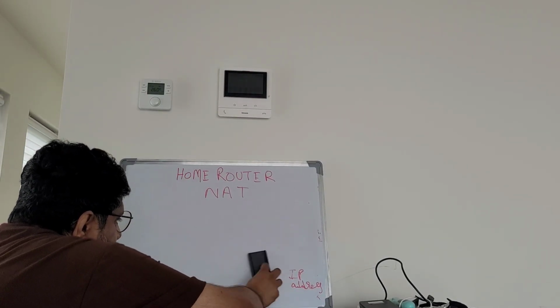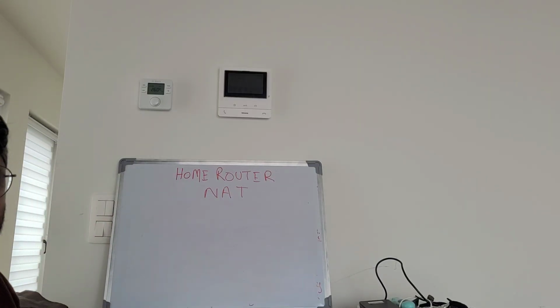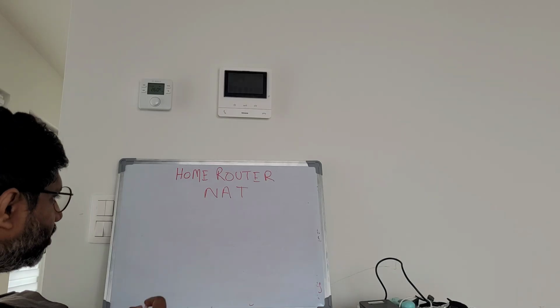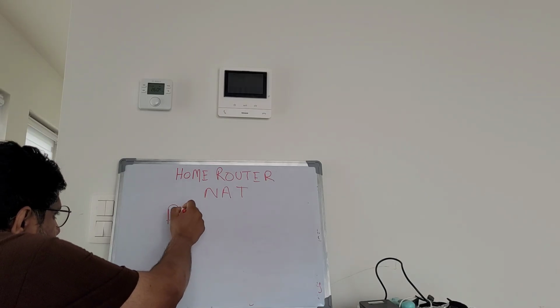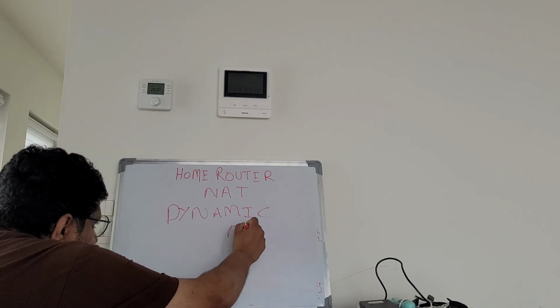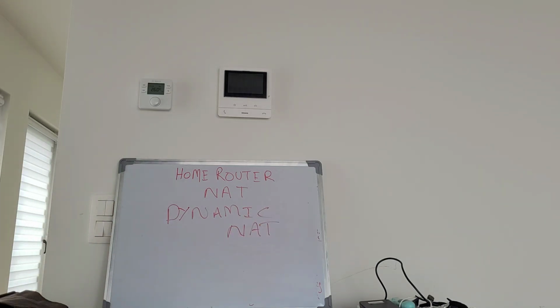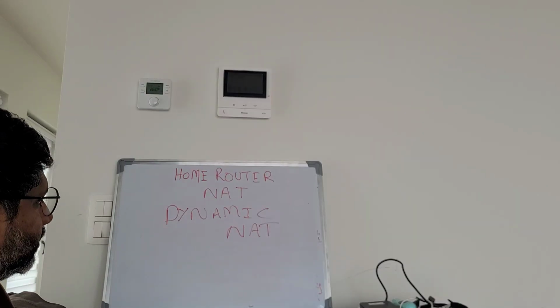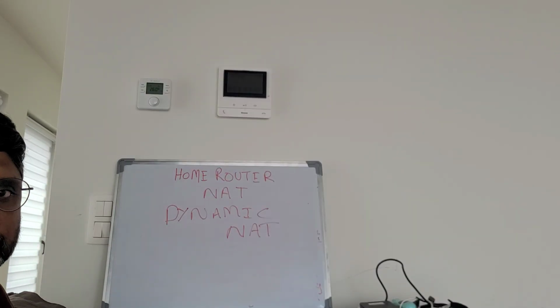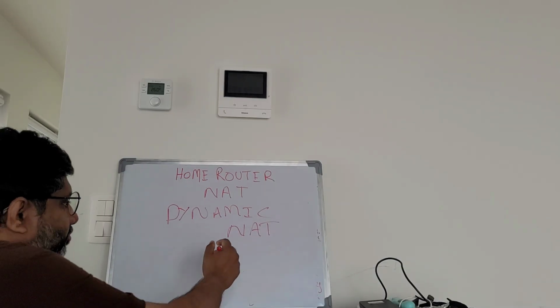Now how can we solve this problem? For translating the address, there is one more mechanism called dynamic NAT. Instead of providing a single IP, each connection or each IP address on the private client using a single IP address, they will be given a pool of public addresses.